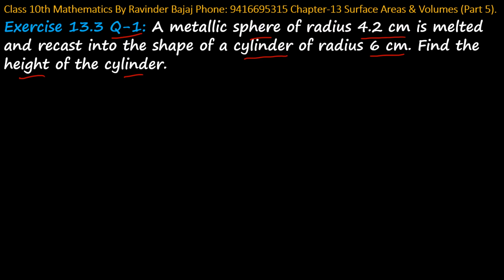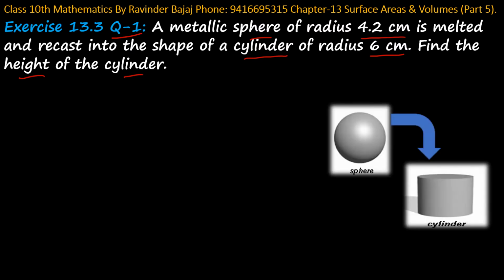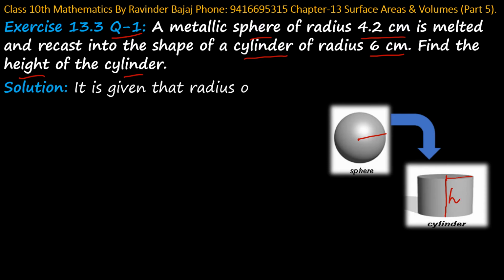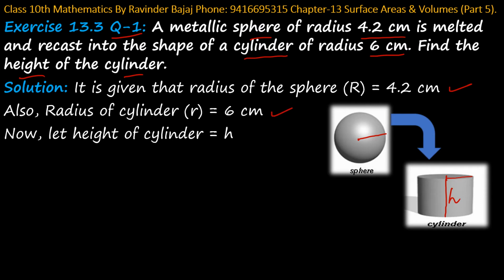So let's understand the question with the figure. This is a sphere which is cast into a cylinder. The radius of the sphere is given in the question and the radius of this cylinder is also given, and we have to find the height of the cylinder. Okay, so let's start the solution. It is given that the radius of the sphere r is equal to 4.2 centimeter. Also the radius of the cylinder is equal to 6 centimeter. Now let the height of the cylinder be equal to x centimeter.